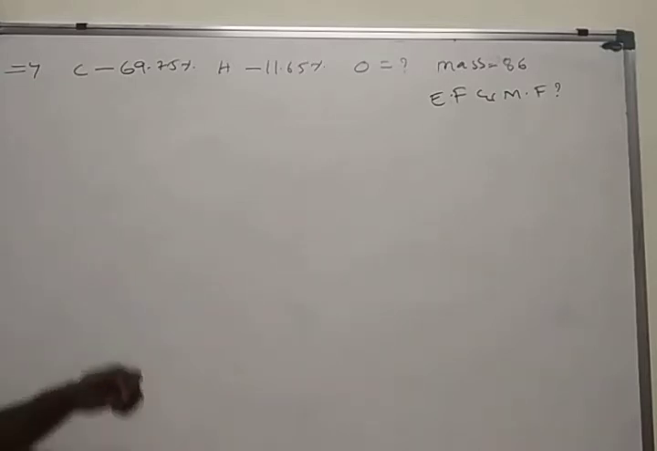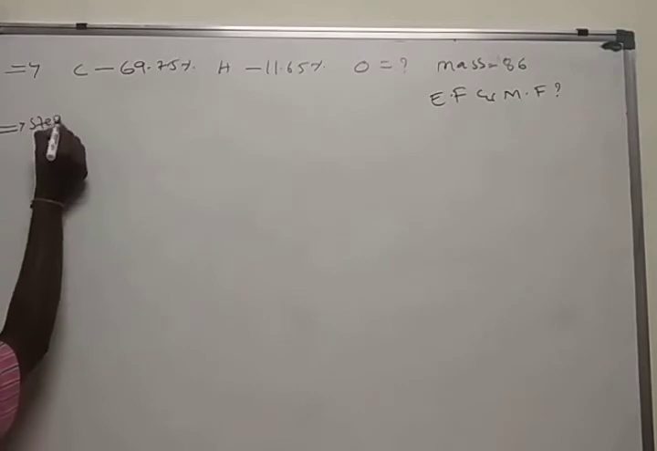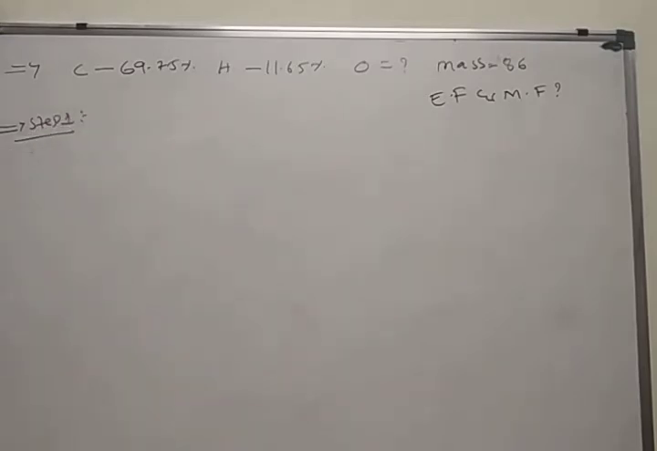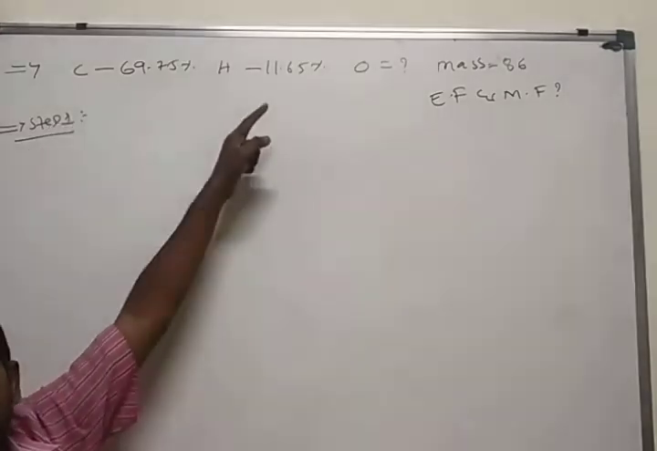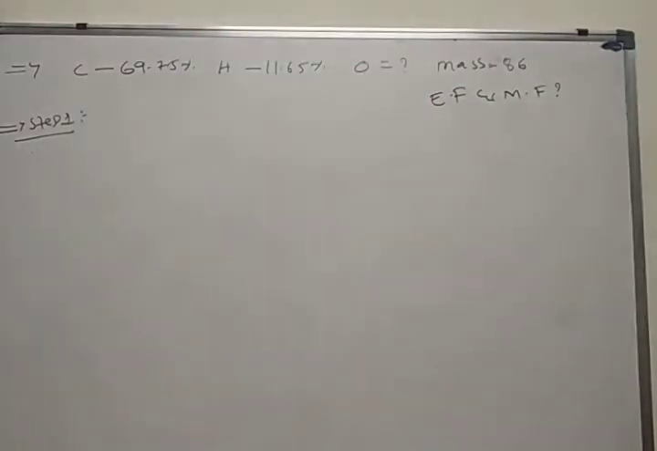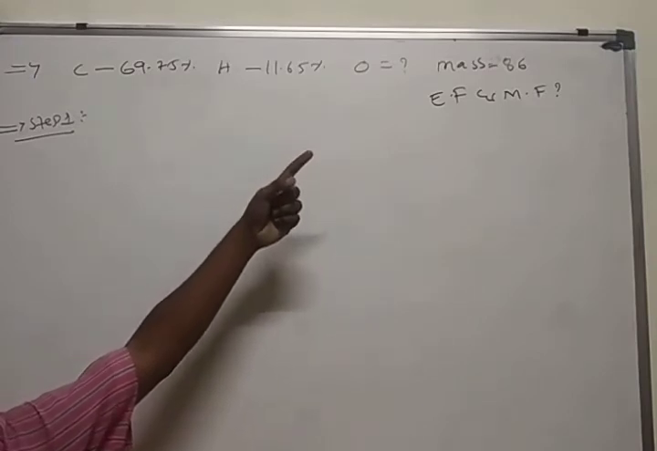Okay, what is the first step? How many steps are there? Here 5 steps. We discussed this topic, it involves 5 steps. What is step 1? Convert percentage into grams and make 100%. Actually here we don't have the oxygen percentage.